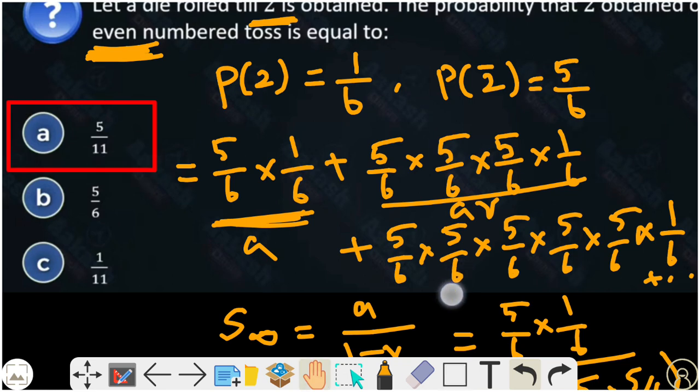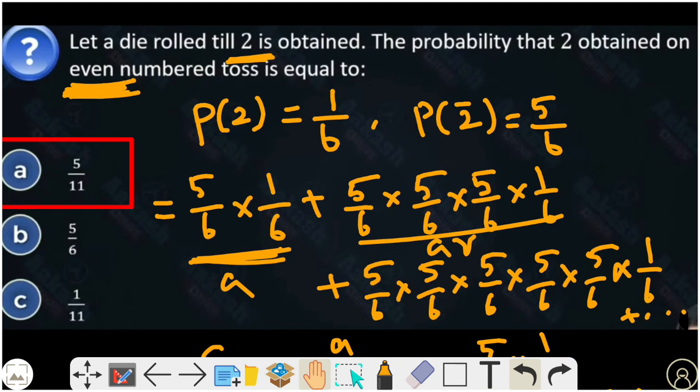So this is very easy. I'll explain the question. Let a die be rolled till 2 is obtained. We have to roll till 2, that is my aim. What was the next condition we have? The probability that 2 is obtained on an even number of tosses. Even number of tosses means we have to toss it twice, and 4 and 6 and 8 and so on. This is the thing you have to know. So this is the required answer.